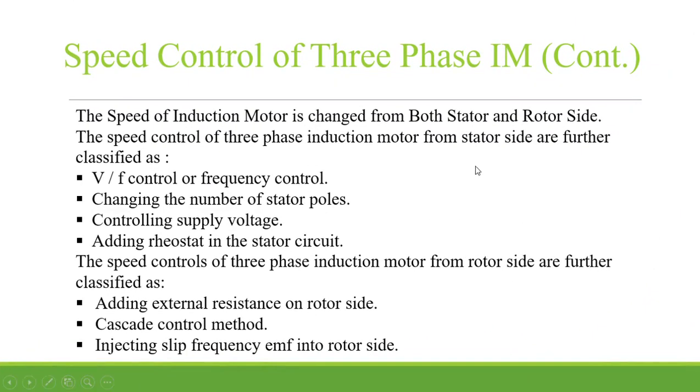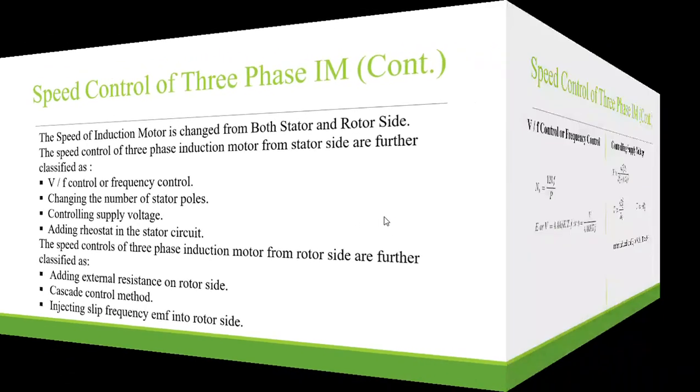So we'll be discussing the speed control. The speed control can be done from both sides, the stator side of the machine and the rotor side of the machine. If we need to do it from the stator side, there are four types: V by F control or frequency control, changing the number of stator poles, controlling the supply voltage, or adding a rheostat in the stator circuit. Now the speed control of the three-phase induction motor from the rotor side can be done by adding external resistances, the cascaded control method, or injecting slip frequency EMF into the rotor side. One by one we'll be discussing each method.